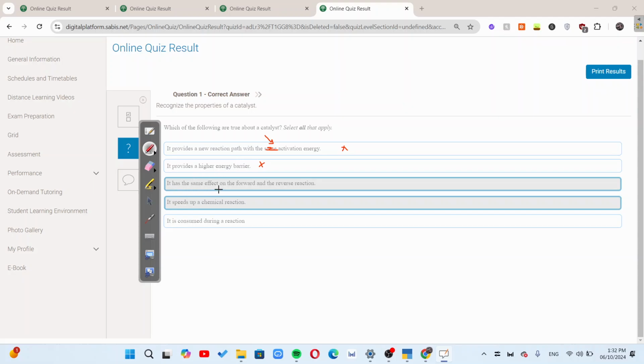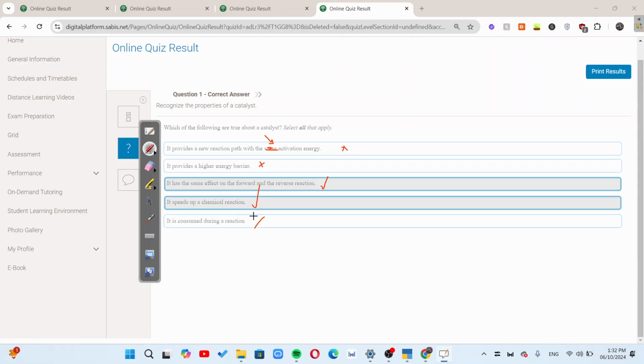It has the same effect on the forward and the reverse reaction, yes, because a catalyst isn't used up. It doesn't matter. It's just there to change the speed. The catalyst is just increasing speed. It doesn't know if it's increasing for the reverse or for the forward, so it's not going to have a different effect. It's the same effect. It speeds up a chemical reaction. Yes, of course, that's literally the main job of a catalyst.